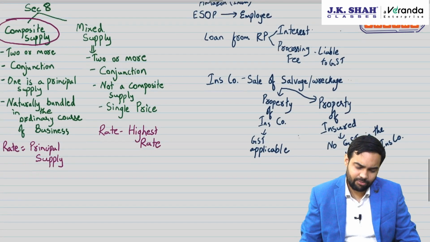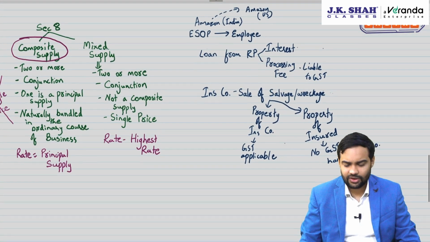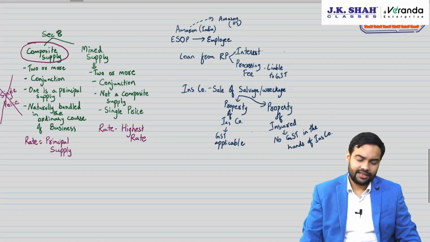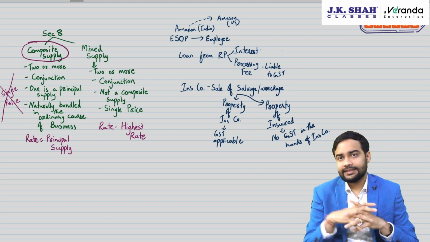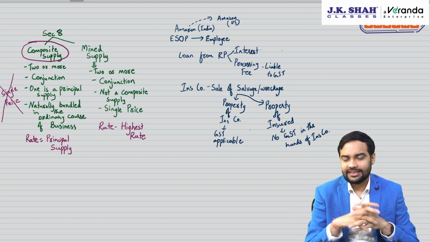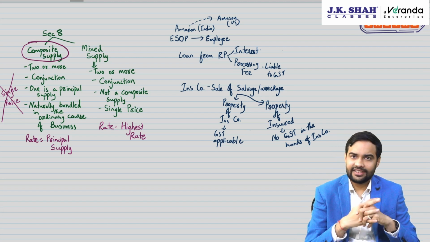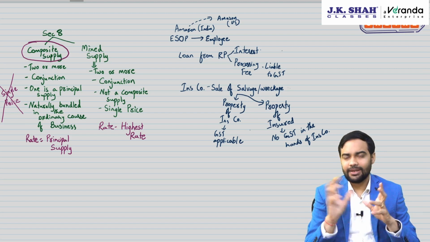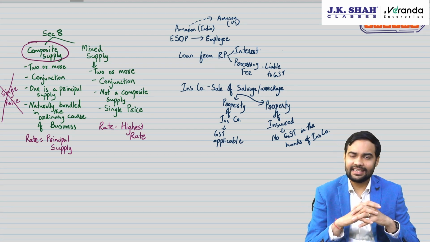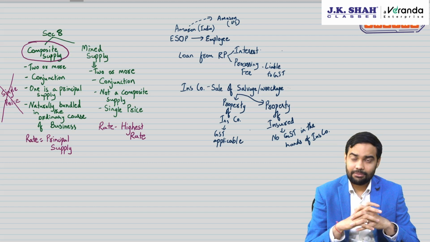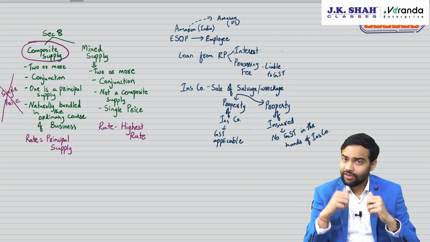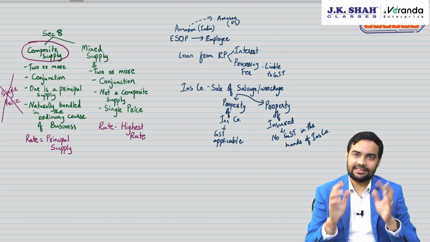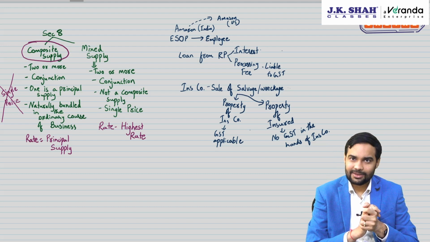Plus one more important new circular which had come was relating to GTA, Goods Transport Agency, also providing loading unloading services. Then the transportation service is the principal supply, and loading and unloading are incidental or ancillary to the main supply. But if loading unloading are provided separately, then in that case GST would be applicable.